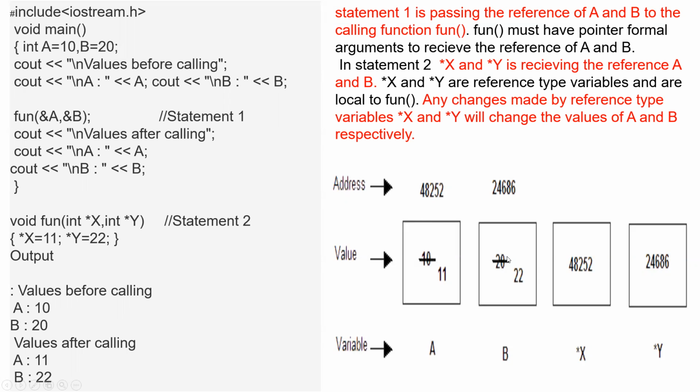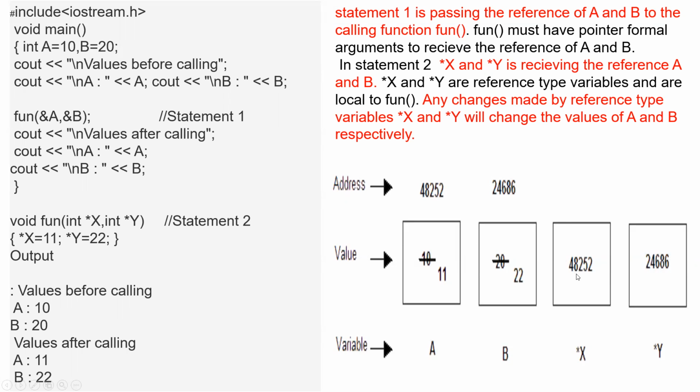Now when I call the function, where 10 is stored, this is the address. I'm passing this as the address and storing it in the pointer variable x. Okay? And where 20 is stored, this address is given in the pointer y. Now when my function reads, it reads this pointer x and pointer y.